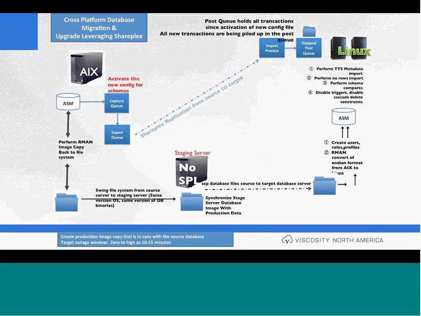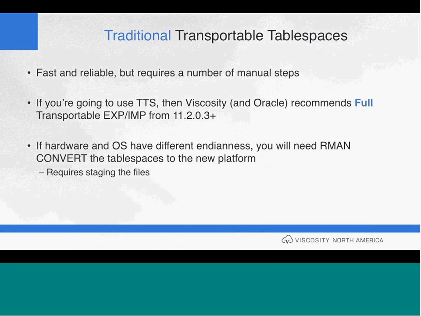With traditional transportable tablespace, we have to pre-create the users, the roles, and profiles, and do a lot of the manual steps. And as you can see, after we do the transportable tablespace metadata import, I'm also doing another no-rows import for the other metadata objects. Faster than Data Pump, and starting from 11.2.0.3, we're going fully towards a full transportable import, which requires you to be on 11.2.0.3, and it depends on whether you're going to the same endianness or doing a cross-platform.